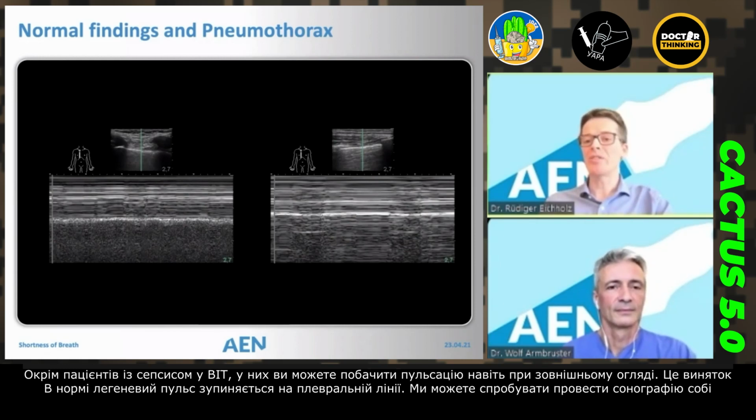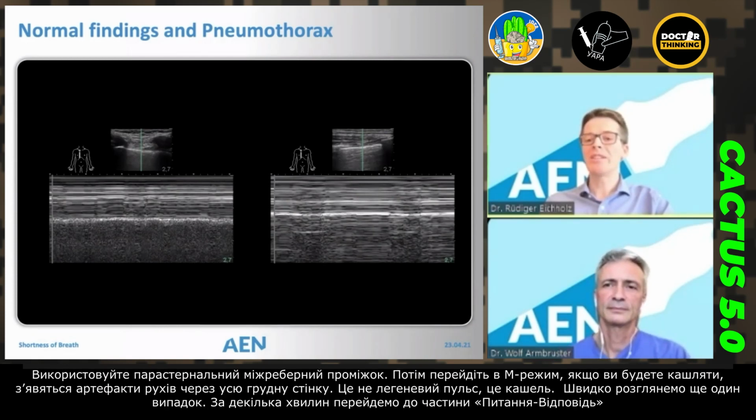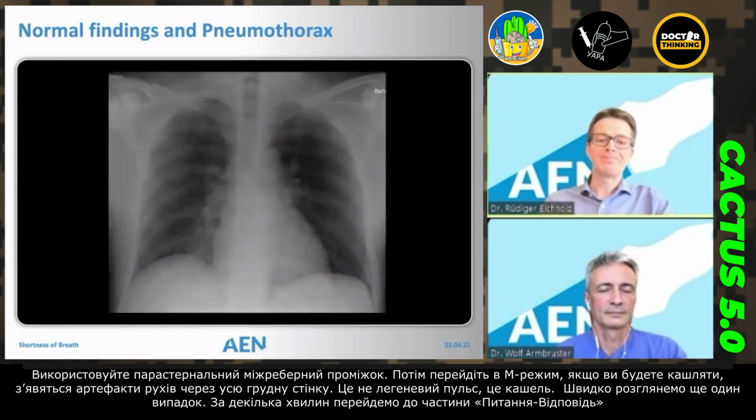And if you scan yourself, you may try this out. You can just use the normal scanning window parasternal. And if you then put the M mode in and you do some coughing exercises, you will see that there are motion artifacts through the whole chest wall. So this is not lung pulse, of course, this is just coughing and motion of the chest wall.